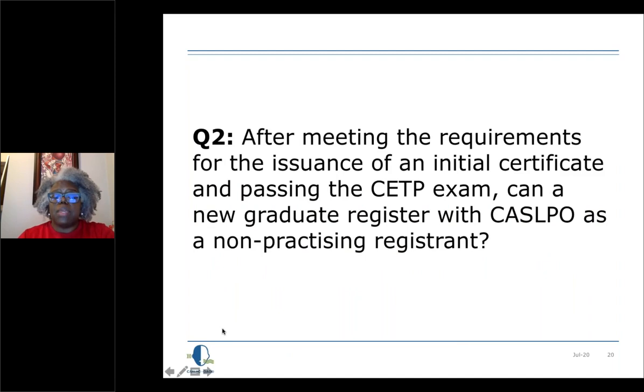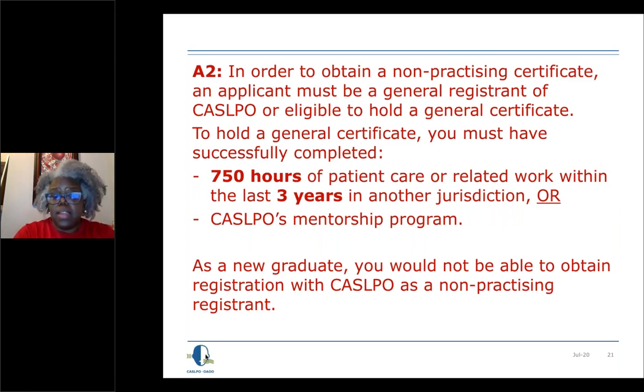Our second question is, after meeting the requirement for issuance of an initial certificate and passing the CETP exam, can a new graduate register with CASLPO as a non-practicing registrant? The answer to that one is that in order to be a non-practicing registrant, the applicant must be a general registrant of CASLPO or be eligible to hold a general certificate. So what this means is that in order to have a general certificate, you have to have completed at least 750 hours of patient care or related work within the last 3 years in another jurisdiction, or you have to have completed CASLPO's mentorship program. As a new graduate, you would not be able to obtain registration as a non-practicing registrant.